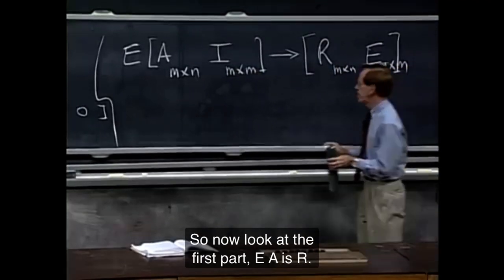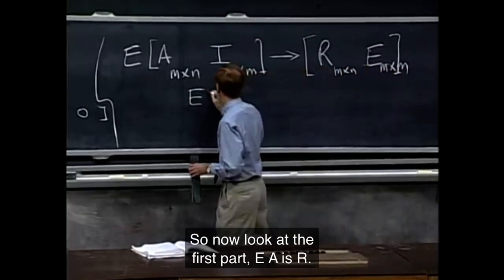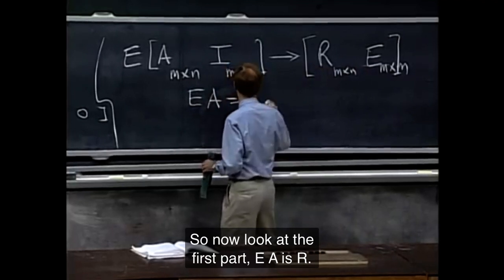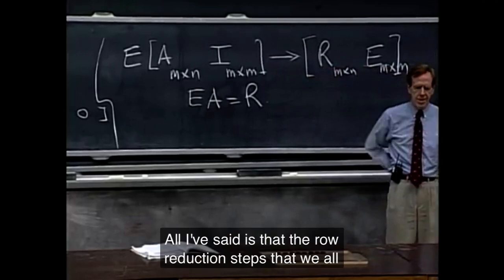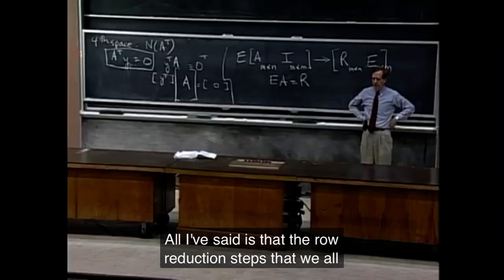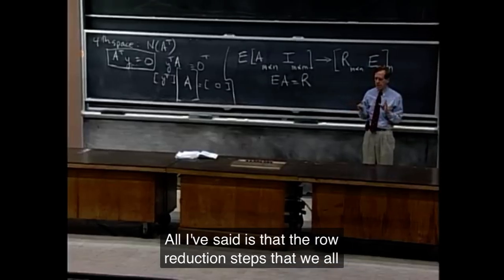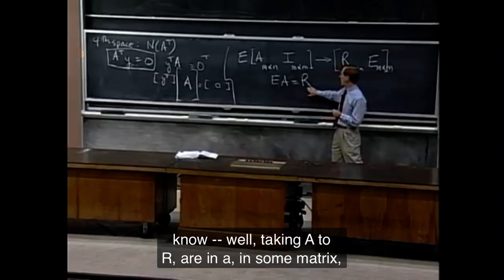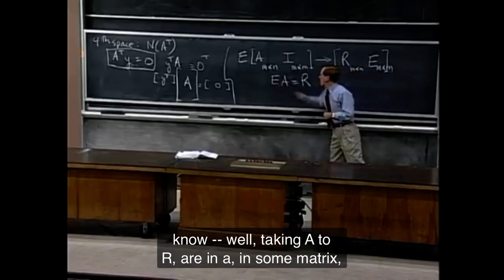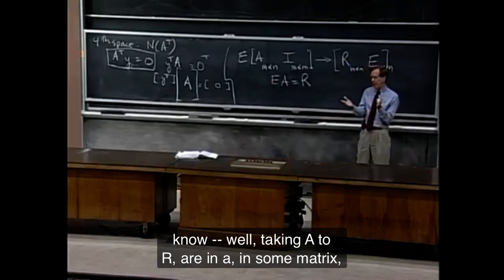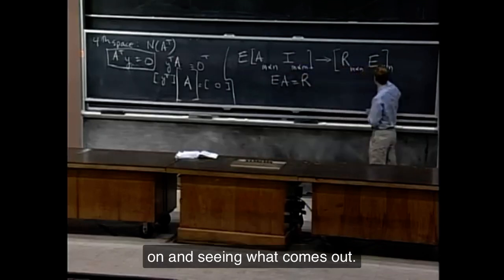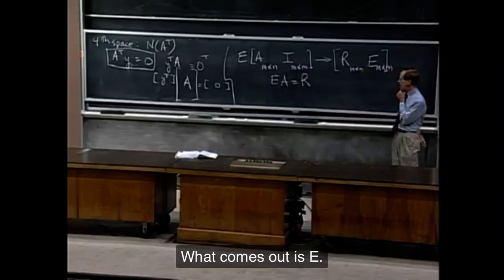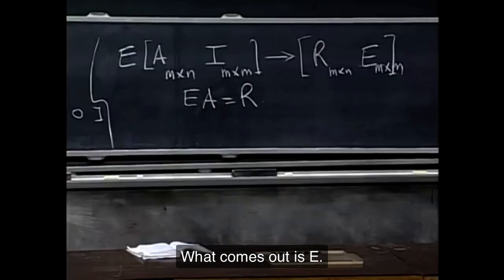So now look at the first part. EA is R. No big deal. All I've said is that the row reduction steps that we all know well, taking A to R, are in some matrix, and I can find out what that matrix is by just tacking I on and seeing what comes out. What comes out is E. Let's just review.